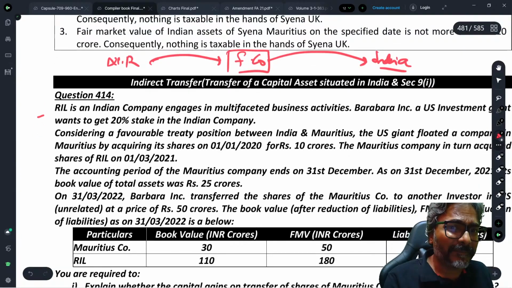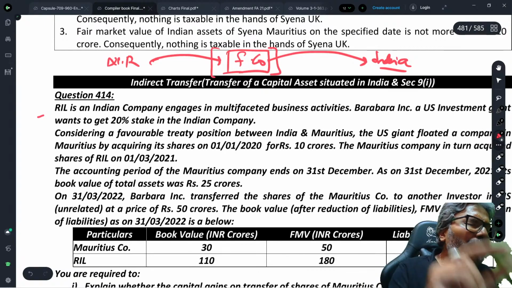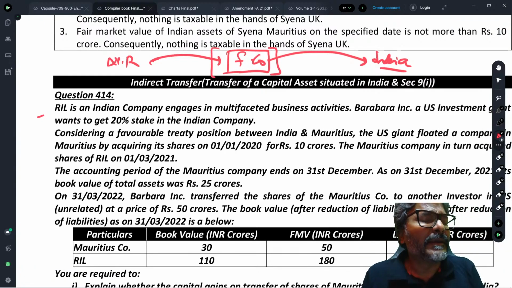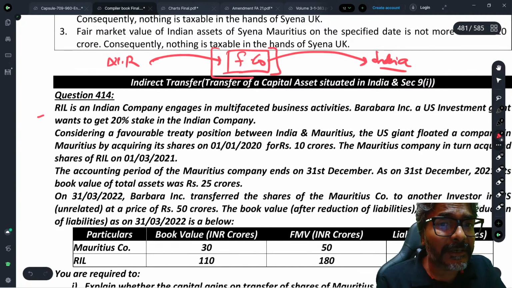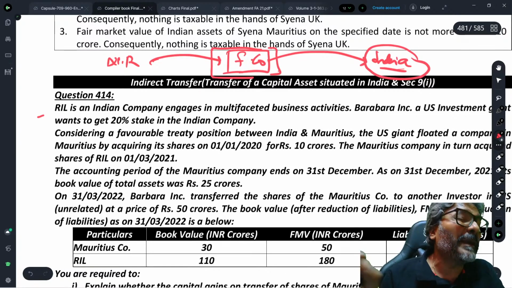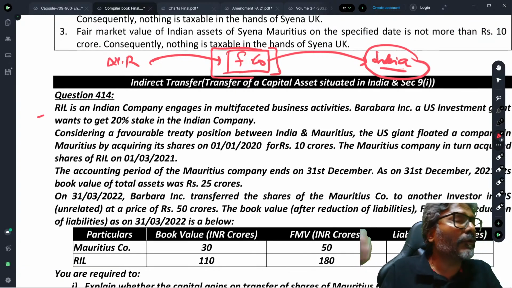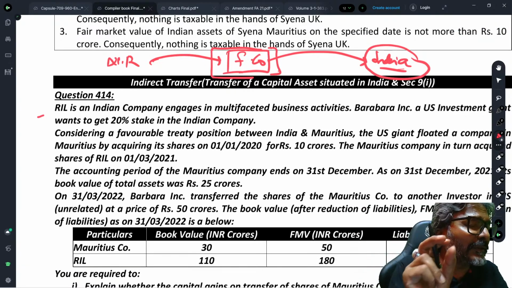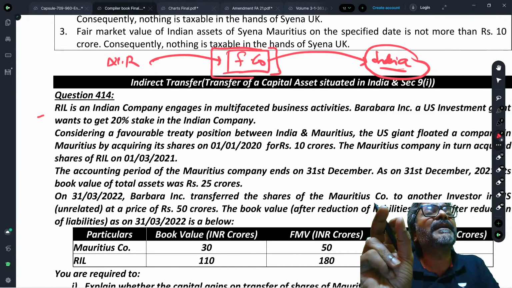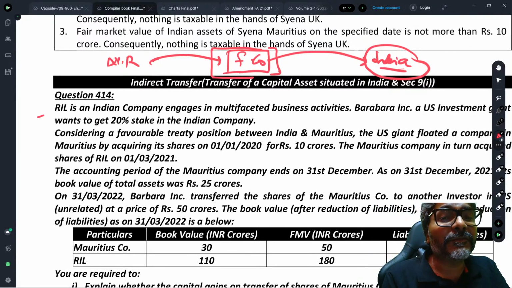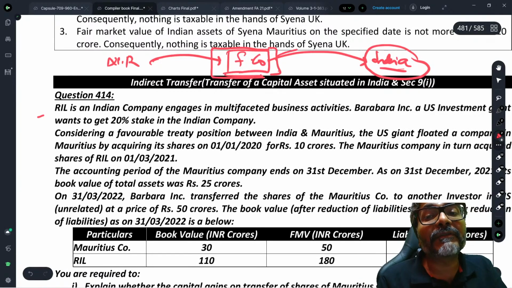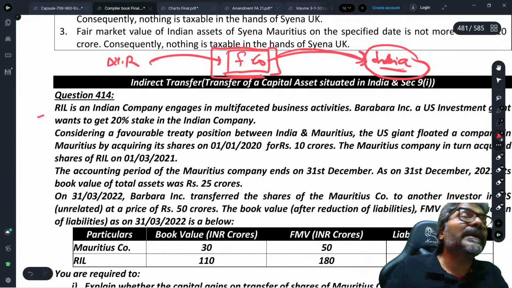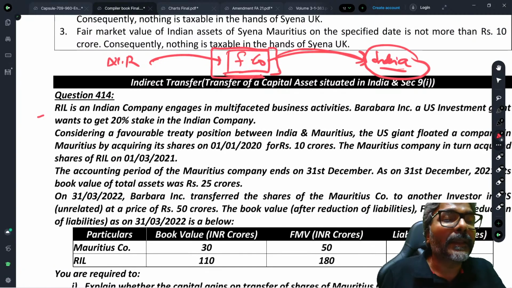Now accordingly, the entire focus, students, is on this foreign company. You need to identify in this case whether the foreign company derives its value substantially from the investment made in India or from the Indian asset. So what is to be seen is whether this foreign company derives its value substantially from the investment made in India.